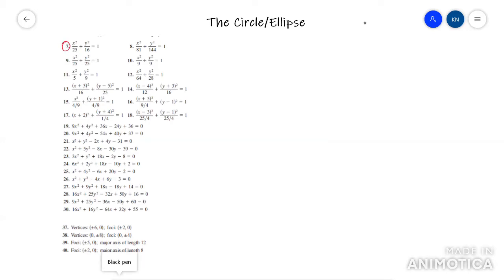Okay, this one, just looking at it, I know it's an ellipse because my x is under 25 and my y is over 16. So those numbers are different. That tells me it's an ellipse.